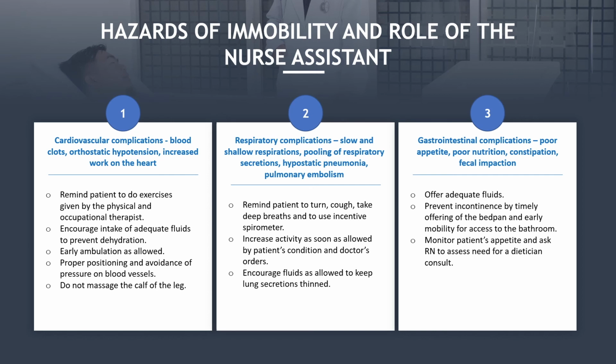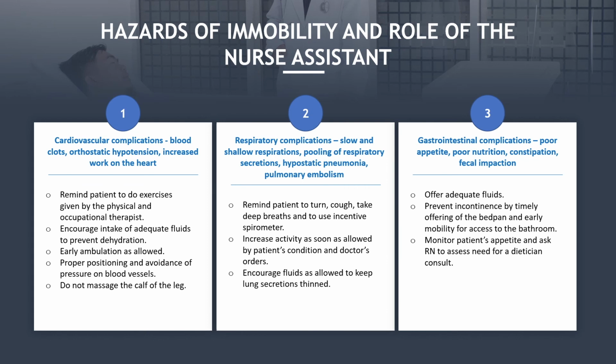2. Respiratory complications, such as slow and shallow respirations, pooling of respiratory secretions, hypostatic pneumonia, and pulmonary embolism. Remind the patient to turn, cough, take deep breaths, and to use the incentive spirometer. Increase activity as soon as allowed by the patient's condition and doctor's orders. Encourage fluids as allowed to keep lung secretions thinned.